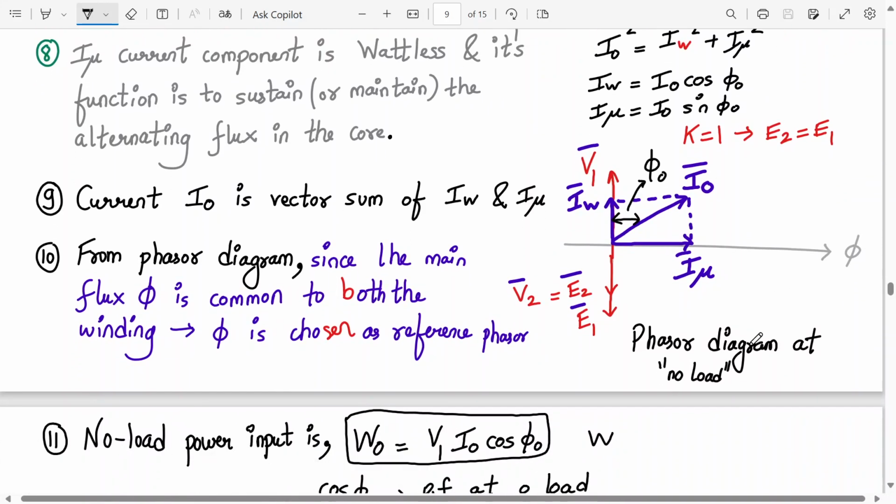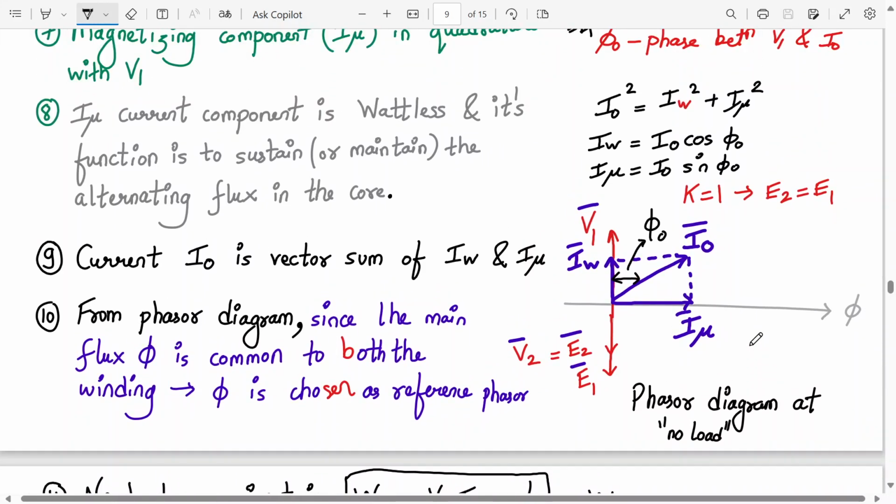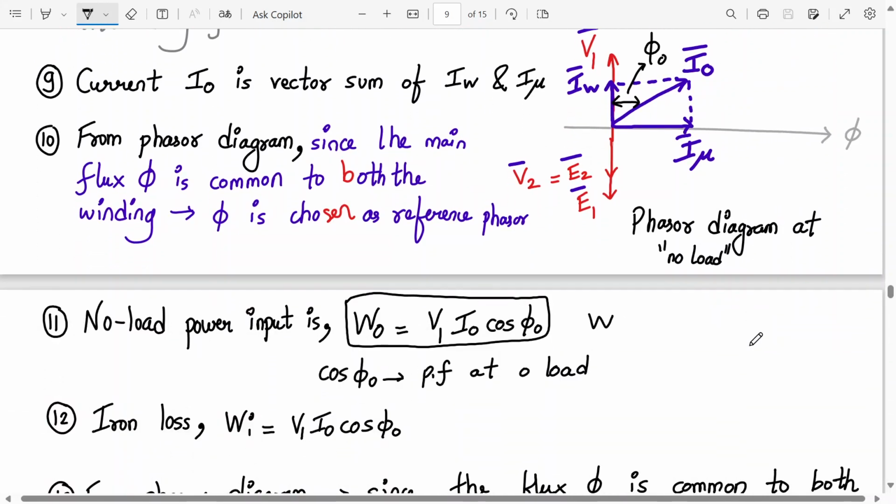What is phi naught called as? No load power factor angle. Write down. Phi naught is called as no load power factor angle.